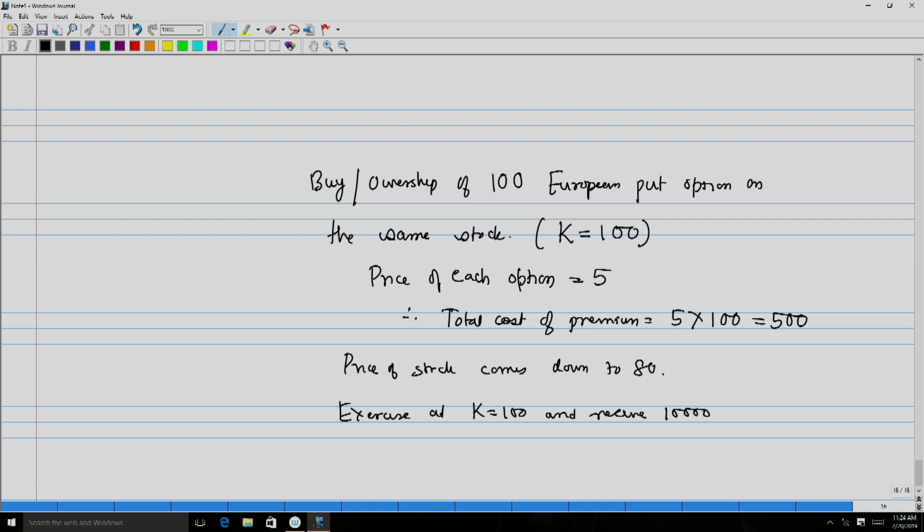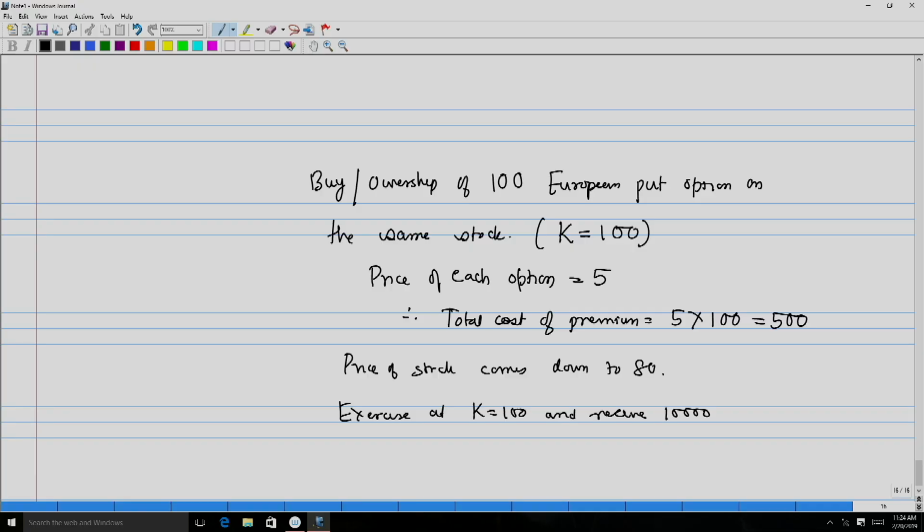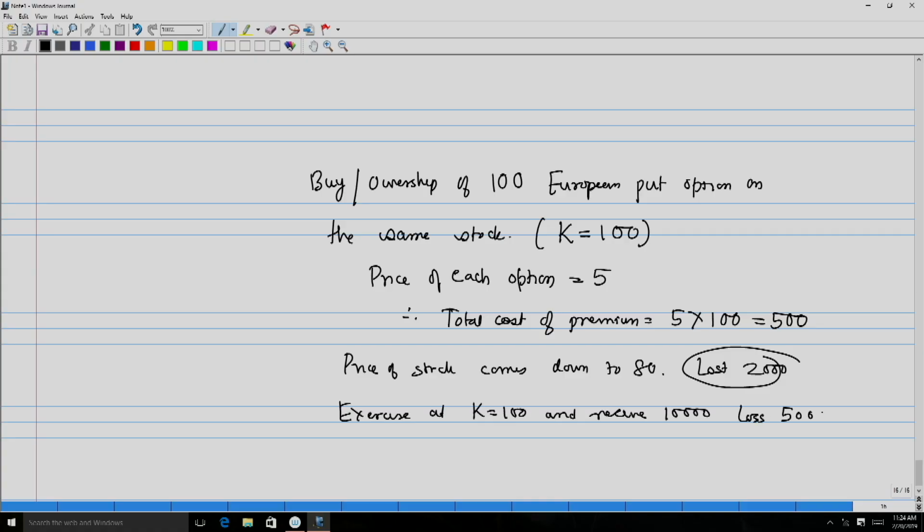So that means that in the absence of the put option, I would have lost 2,000. However, because I got into the put option, I am able to recover the entire investment of 10,000 and my only loss is simply the premium of 500 that I have paid. So that means I have been able to cut my losses down from 2,000 to 500 in the event of the price moving in the downward direction from 100 to 80.